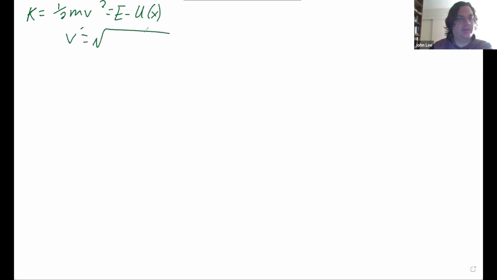As we also do this, we have K equals 1/2 mv squared equals E minus U of X. So if we want to solve for V at any given time and we know the energy, then we can say V equals the square root of 2 over M times E minus U of X. So that tells us the velocity at any given time. That's pretty simple to do.